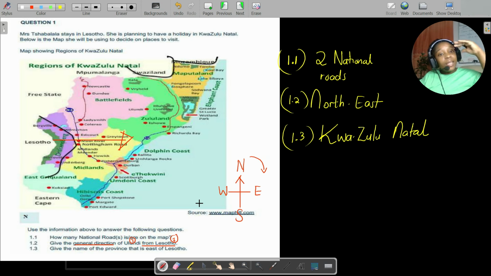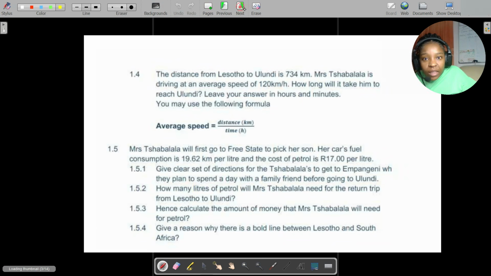Because remember, at the end of the day, they did mention that this map is showing regions of KwaZulu-Natal. So the province that is on the east is KwaZulu-Natal, but also to help us know that, you can see the different towns and cities there, Durban, Ballito. So definitely it's KwaZulu-Natal. Right, let's have a look at the next questions.